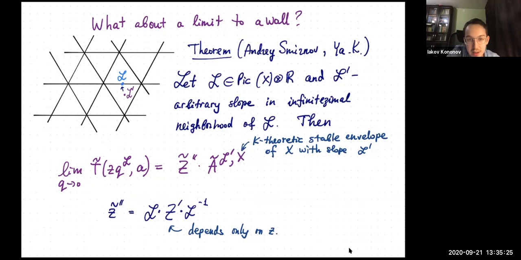But more precisely, the matrix that we get here as a first factor in the limit is the conjugation of the matrix depending on Z by the bundle defined by L. L is some fractional bundle, and this operation is conjugation by the operation of classical multiplication by L. So the matrix Z double prime depends significantly on Z, and with respect to A, it is just a monomial.